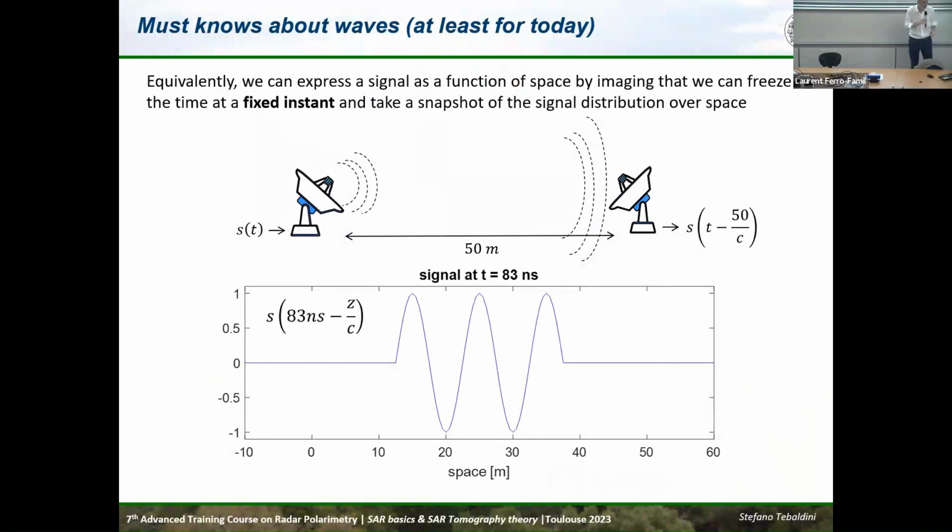When we express a signal in space, it means that we fix the time. Just imagine that we want to take a snapshot of a wave. So we fixed the time, in this case at 83 nanoseconds, and this is how the wave looks in space. So now it's a function of space.